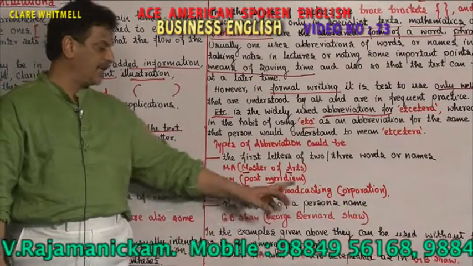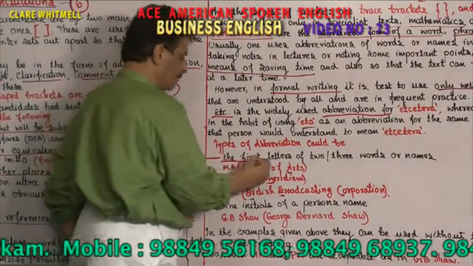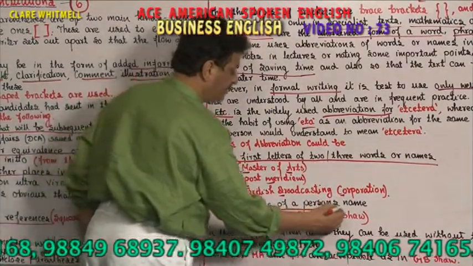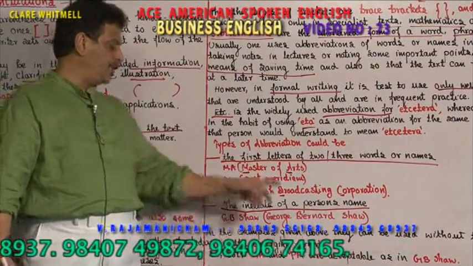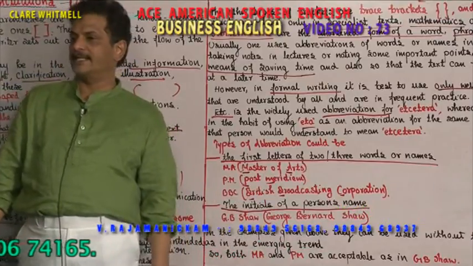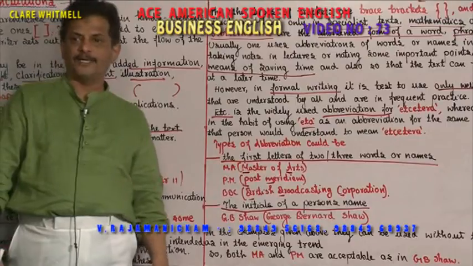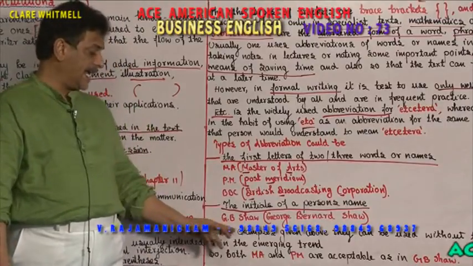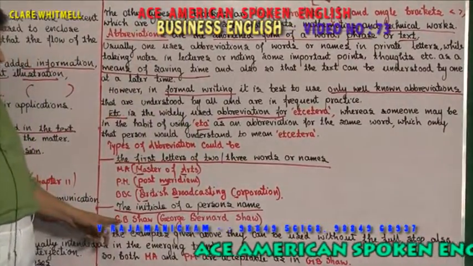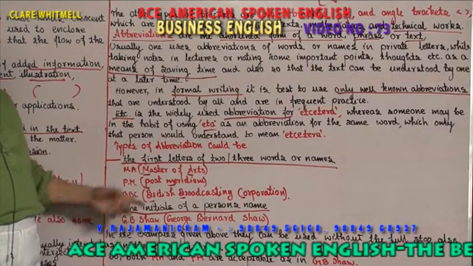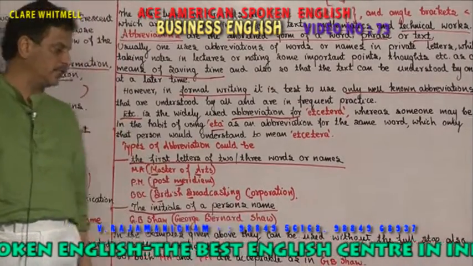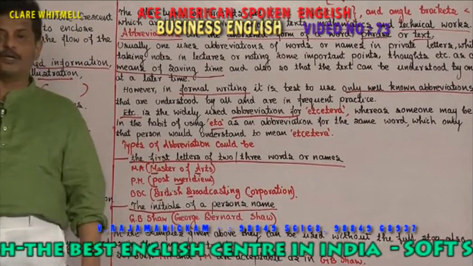Number 2, the initials of a person's name. G.B. Shaw. George Bernard Shaw is a great dramatist, writer, right? In the examples given above, they can be used without the full stop also. Either you can use a full stop after G and B, or there is no need of using a full stop, GB. They can be used without the full stop also, as is the emerging trend.